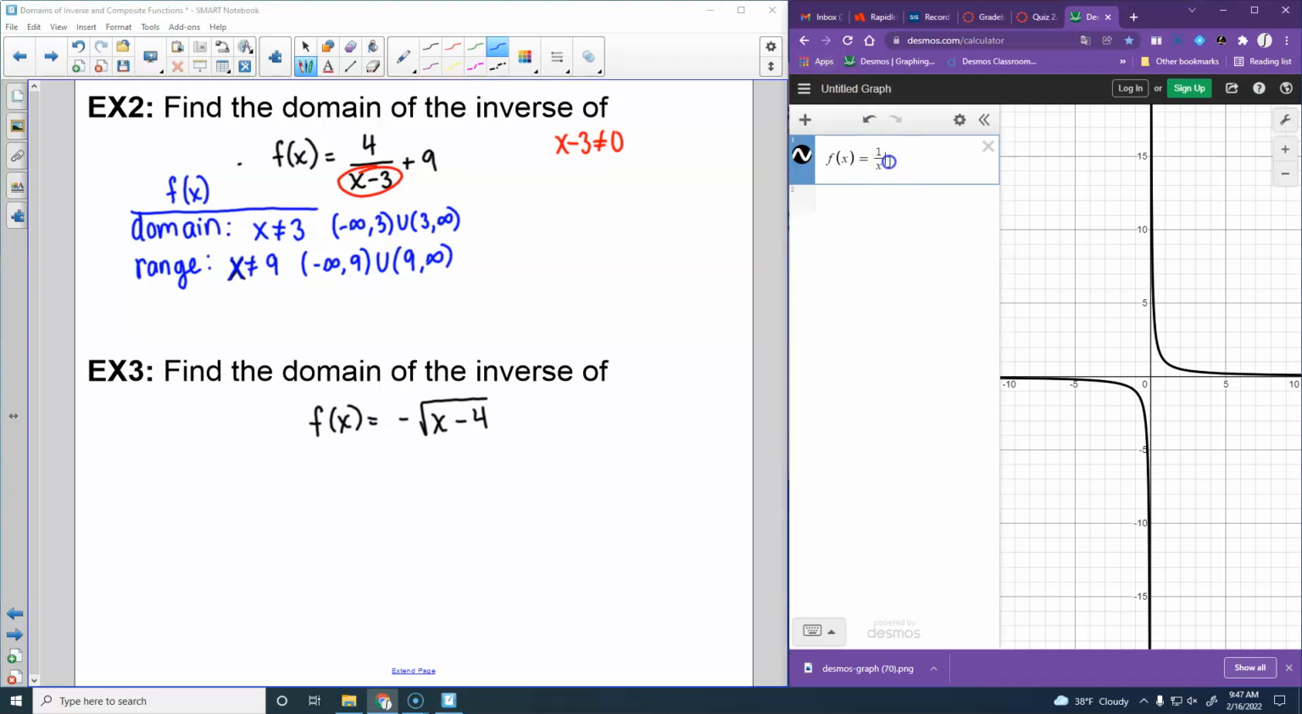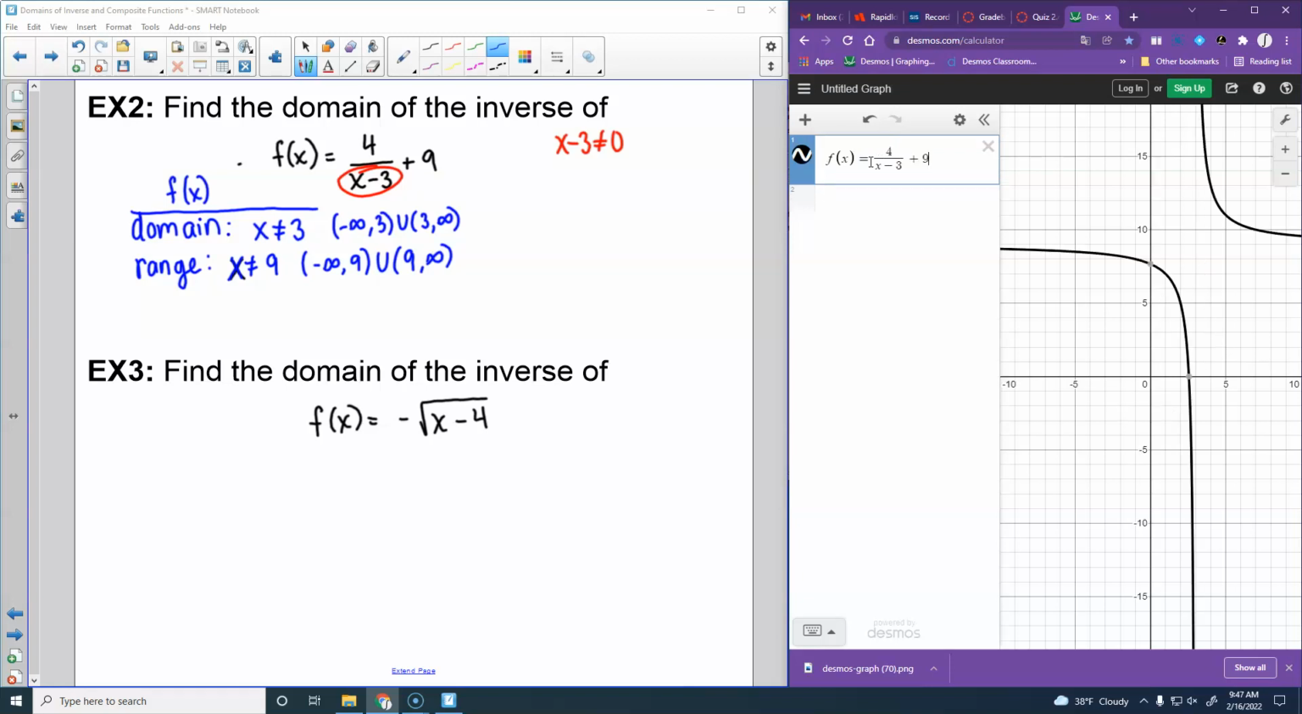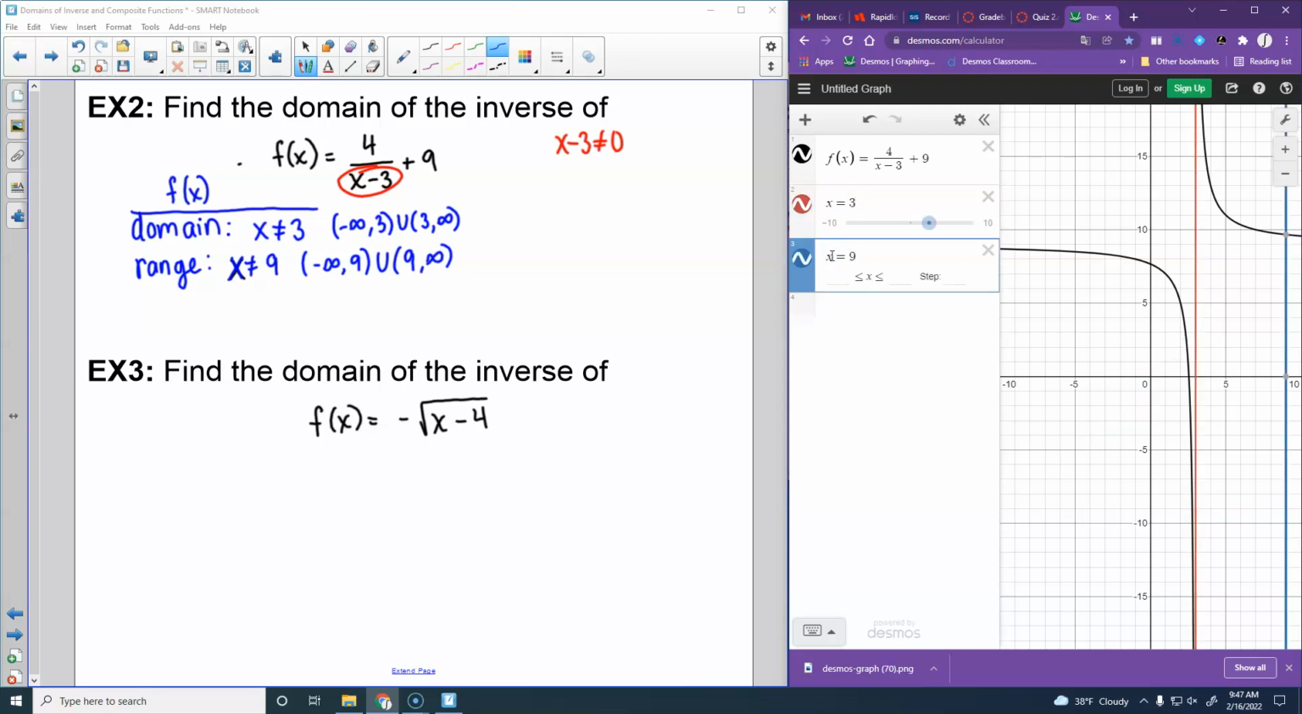And if we graph it, because you'll probably have graphed this, you can see that that looks good. You could even type in x equals 3 to see, oh yeah, that's my vertical asymptote right there. You could type in x equals 9. And, oh no, don't type in x equals 9. What did I do wrong there? Y equals 9. And you can see you have that horizontal asymptote there.